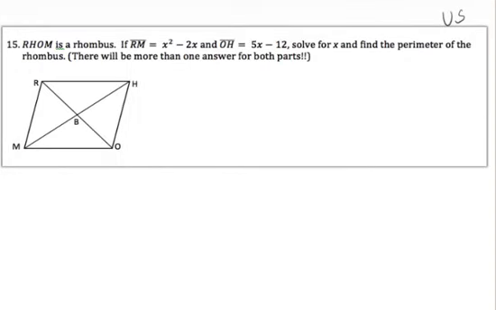Alright, next problem. We got a rhombus. It is called rhomb for rhombus. Rm is going to equal x squared minus 2x, so that's this side length.